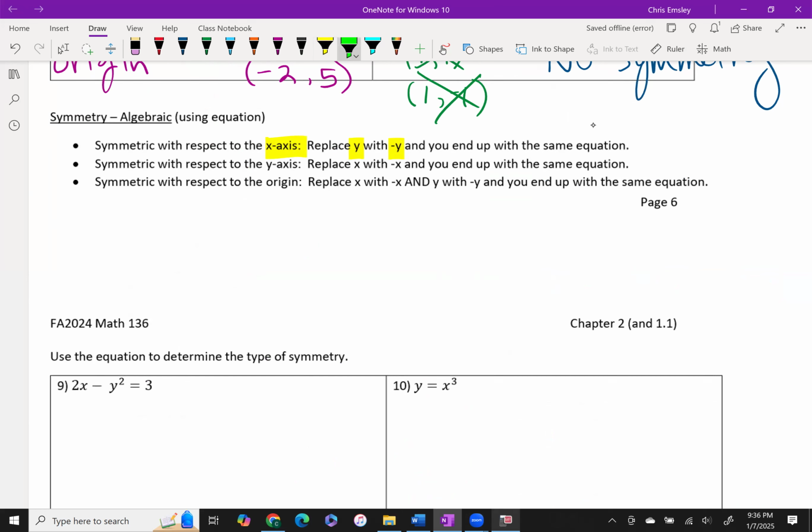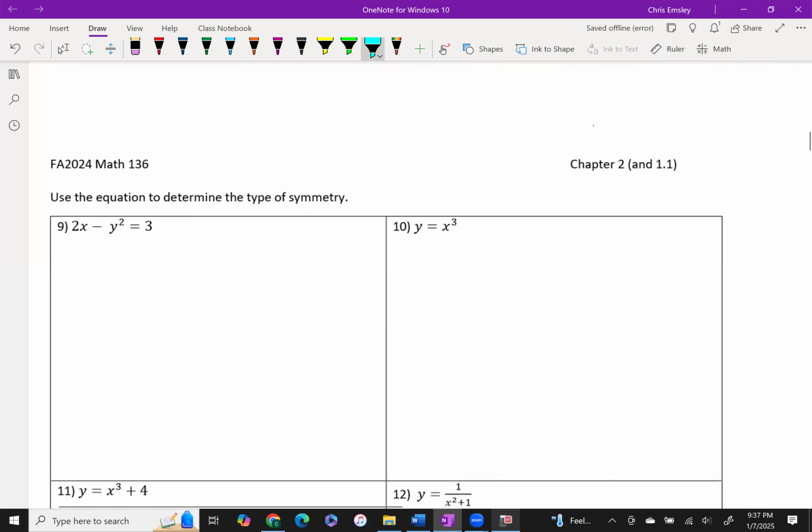If your equation is symmetric with respect to the y-axis, when you replace x with negative x and simplify, you end up with the same equation you started with. And if it was symmetric with respect to the origin, you replace both x with negative x and y with negative y. You end up back where you started, and that's going to give you symmetric with respect to the origin. So let's take a look at how to do that with a few equations, okay?